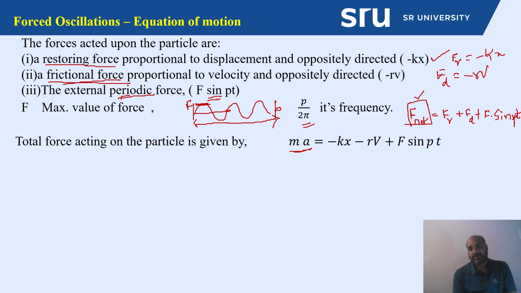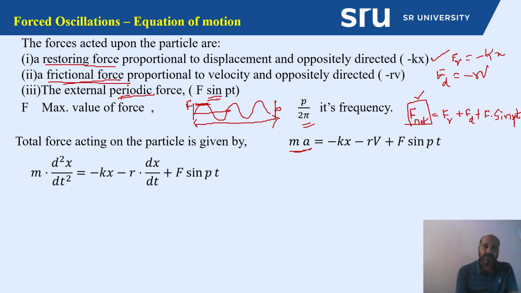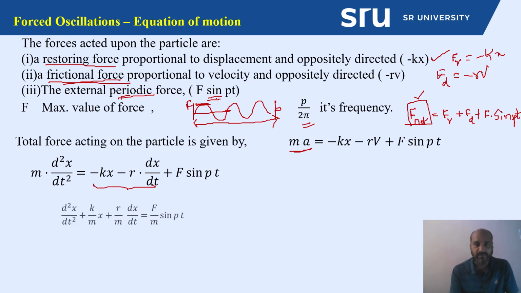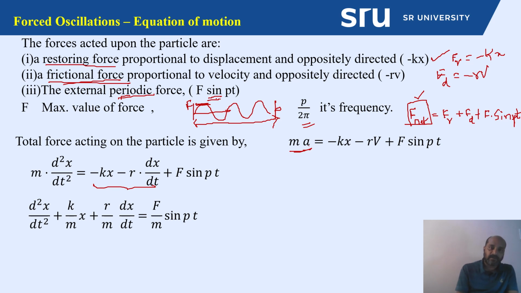Now we'll write this in differential form, because the equation of motion should be mathematically in second order differential equation form. If you write that, instead of acceleration, we can write d2x by dt square is equal to minus kx minus r v, where v is the velocity of the oscillator, so it will be dx by dt, plus F sin pt. Now we'll move both negative terms to the left side of the equation, minus kx minus r dx by dt, and divide by mass. So dividing by mass is for the sake of what?